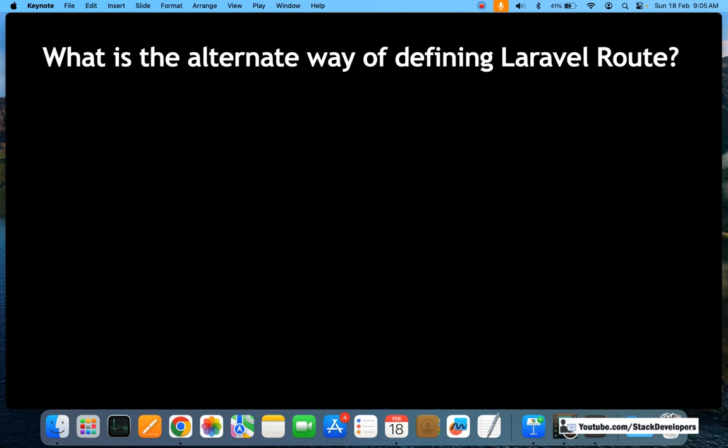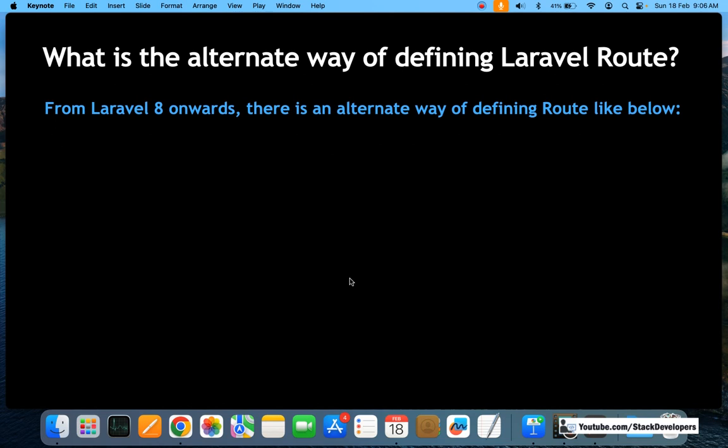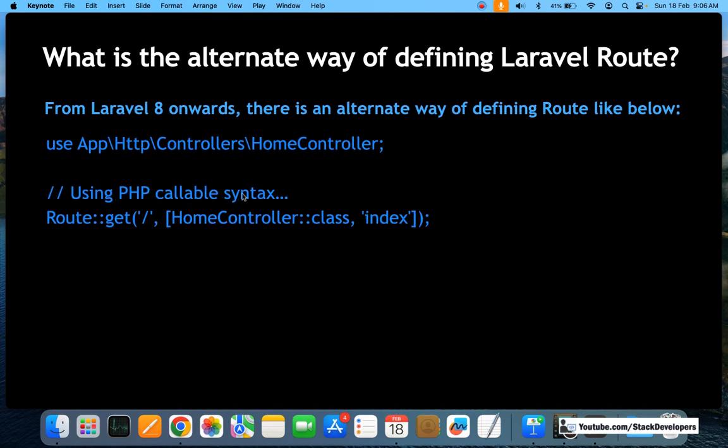So you have the choice: you can use the traditional way or the alternate way, and that alternate way starts from Laravel 8 onwards. In Laravel 9, Laravel 10, Laravel 11, this alternate way is all valid. The old way is also valid, but you can use this alternate way too, and the interviewer can ask you this question, so you need to check it carefully. From Laravel 8 onwards there is an alternate way of defining a route, like below. Let's see how. This is the syntax.